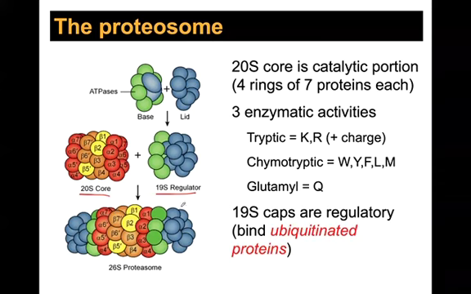Now, the regulator cap is going to bind to proteins that have been ubiquitinated. If you remember from molecular biology or cell biology, this is a way cells label old proteins, proteins they're trying to downregulate, or misfolded proteins. These proteins are recognized by the proteasome and broken up, leading to recycling.